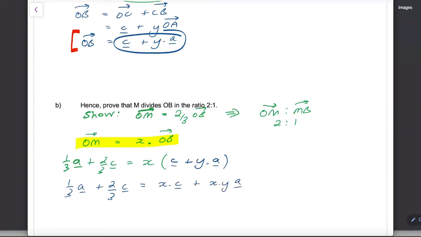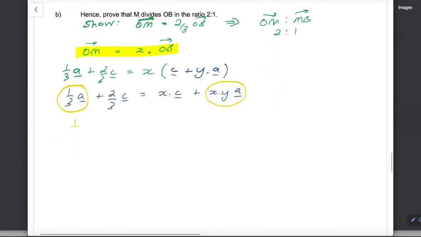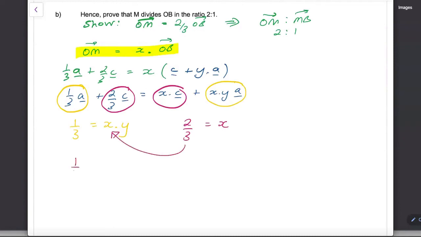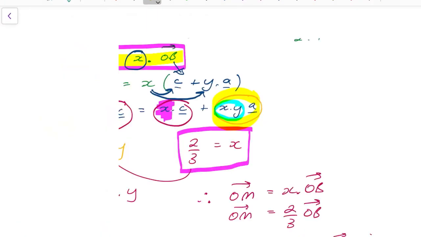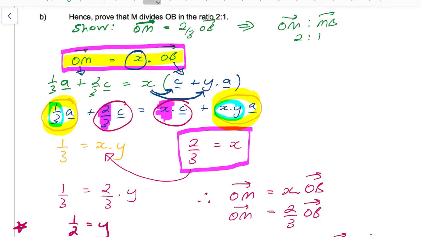What we can do now is group our equivalents on each side. We're saying that for our vector a, 1/3 should be equivalent to x lots of y, and for our c vectors to be equivalent, 2/3 has got to be equal to x. So lovely, x is 2/3. We can substitute this in here, and 1/3 equals 2/3 times y. Just be aware that when we're solving for y, 1/3 equals 2/3 y, so y is actually equal to 1/2, not 2.